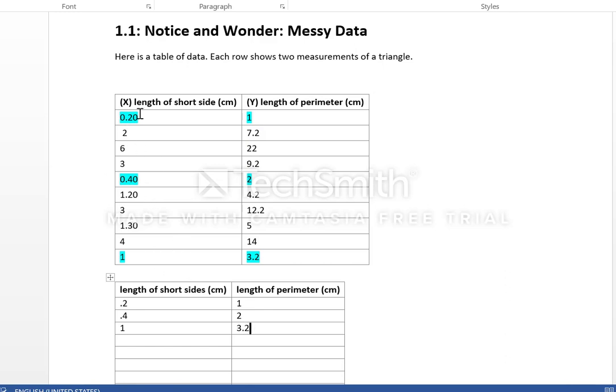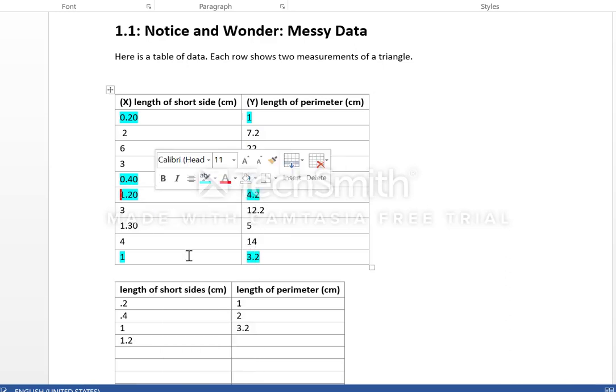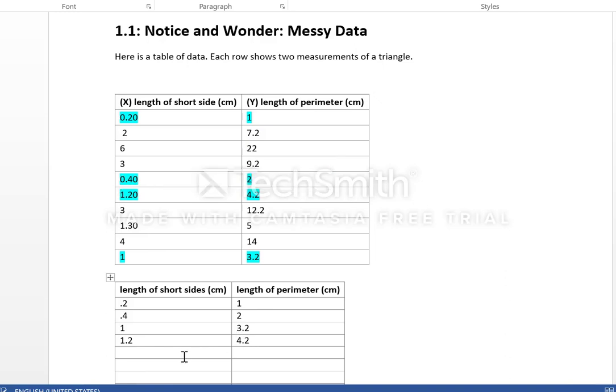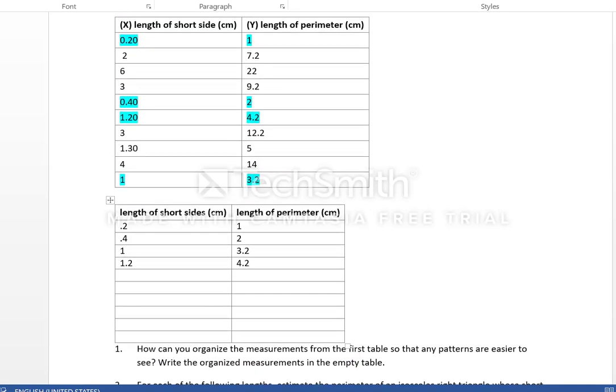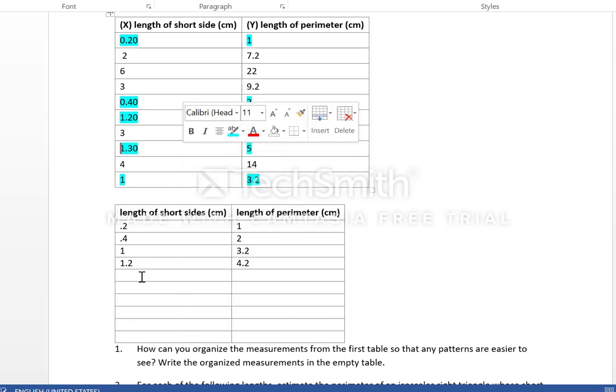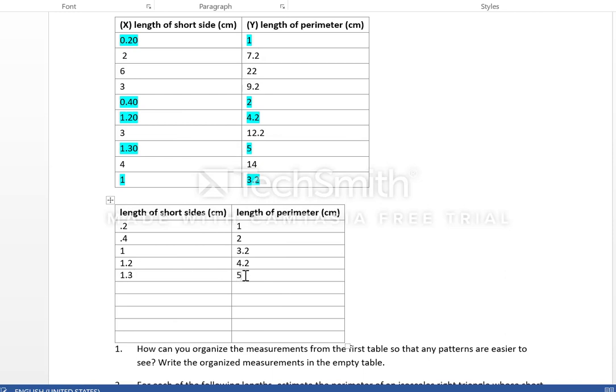As you notice, the only thing I'm organizing right now is my X value from least to greatest. My Y value is going to vary. Right now it's least to greatest, but it'll be all over the place. It doesn't always have to be least to greatest. So 1.2, I didn't highlight it, so let me highlight it so I know I used it. 1.2, and then this is going to be 4.2. I look for my next smallest value, which is going to be 1.3, and this is going to be 5. Then I go to my next value, which is 2, and this is 7.2.